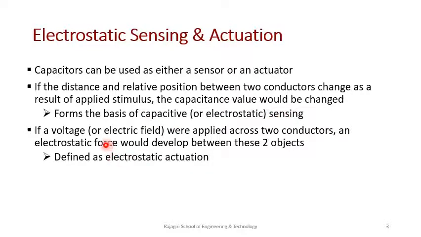On the other hand, if a voltage or electric field is applied across the two conductors, then an electrostatic force would develop between these two objects. This is defined as electrostatic actuation. Electrostatic forces are most commonly used for micro actuation because micro devices have a very large surface area to volume ratio and their mass is really small.